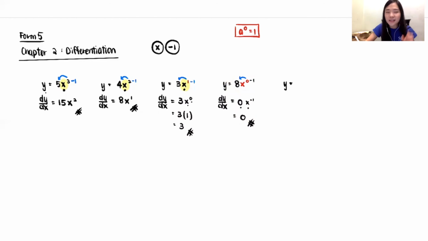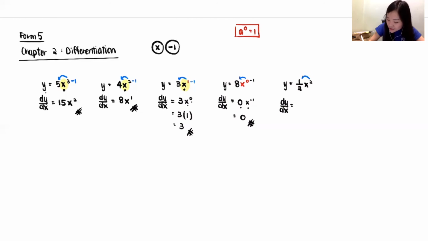Next one, let's come out with something different. Let's say y equals 1 over 2x squared. How do we differentiate this? Don't feel panicked just because they suddenly have a fraction. The way of doing it is exactly the same. The moment we differentiate it, we call it dy dx, correct? With times and minus 1, the steps never changed.